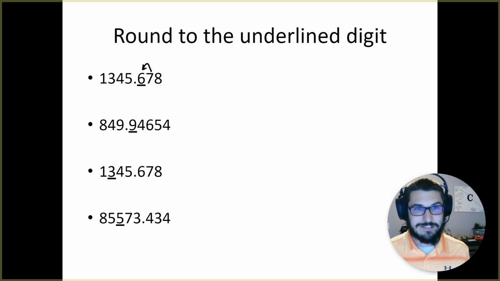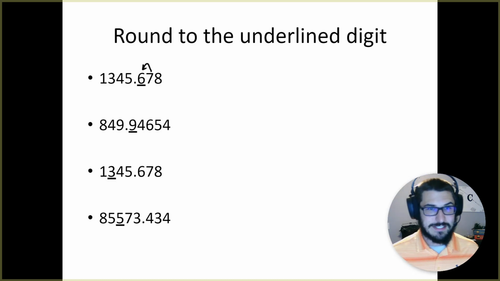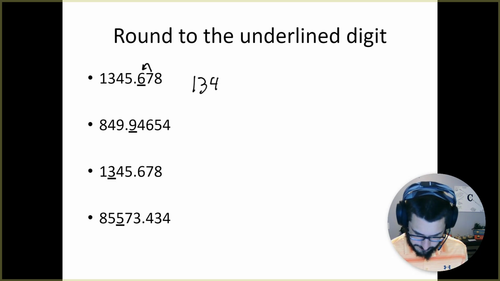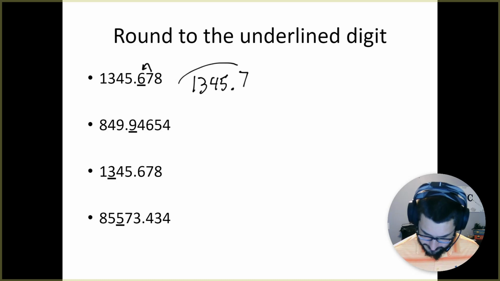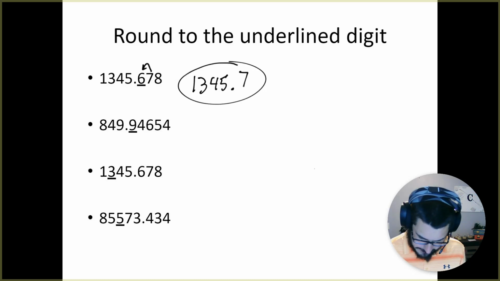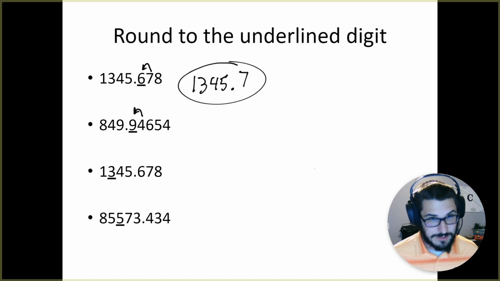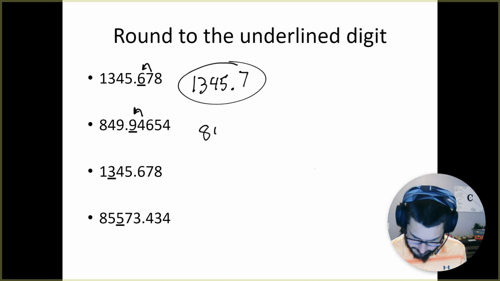That 7 is going to round that 0.6 up. So it'll be 1345 point, and instead of 0.6, it'll be 0.7. Then the 4 is going to round down to the 0.9.